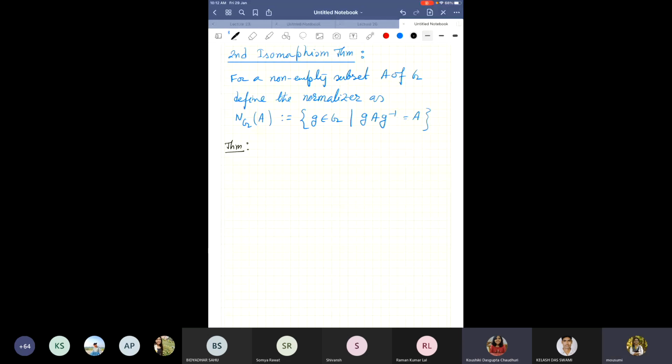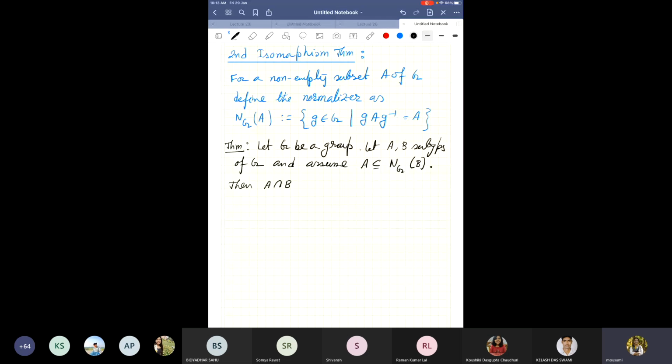Yes, ma'am. Okay. So now using this definition, we will state the second isomorphism theorem. Let G be a group, and let A and B be subgroups of G. Assume that A is a subset of the normalizer of B in G. Then the first thing it says is that A intersection B, which is again a subgroup since A and B are subgroups, becomes very special with the assumption that A is a subset of the normalizer of B, in the sense that this intersection becomes a normal subgroup of A.